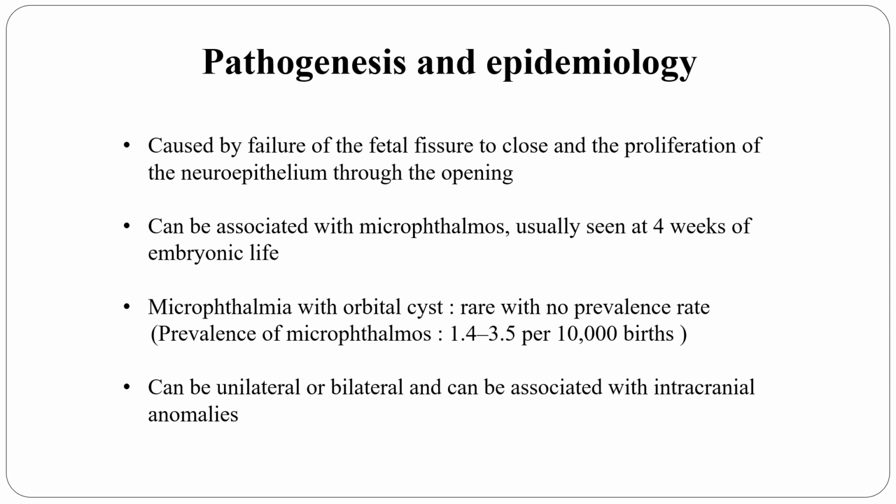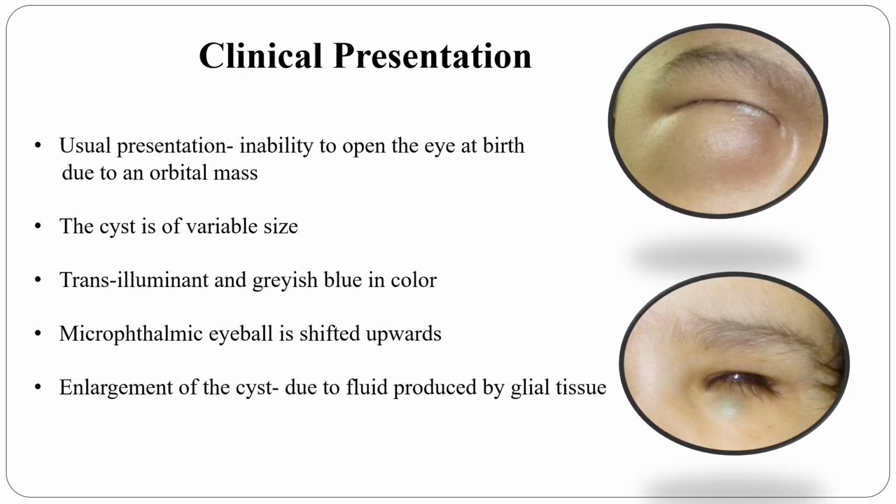Pathogenesis and epidemiology: caused by failure of the fetal tissue fissure to close and the proliferation of neuroepithelium through the opening. Can be associated with microphthalmos, usually seen at 4 weeks of embryonic life. Microphthalmia with orbital cyst is rare with no prevalence rate. The prevalence of microphthalmos is 1.4 to 3.5 per 10,000 births. Can be unilateral or bilateral and can be associated with intracranial anomalies.